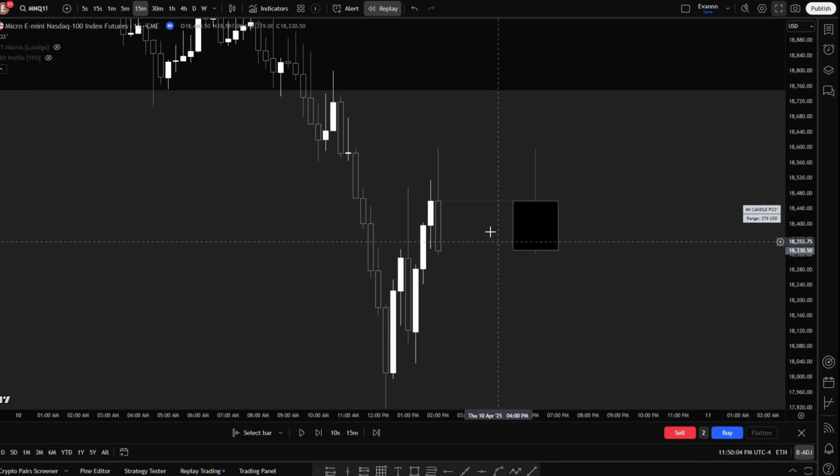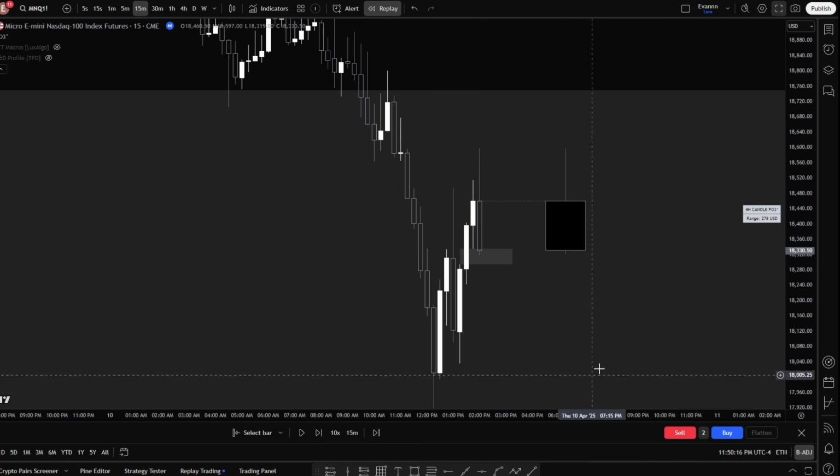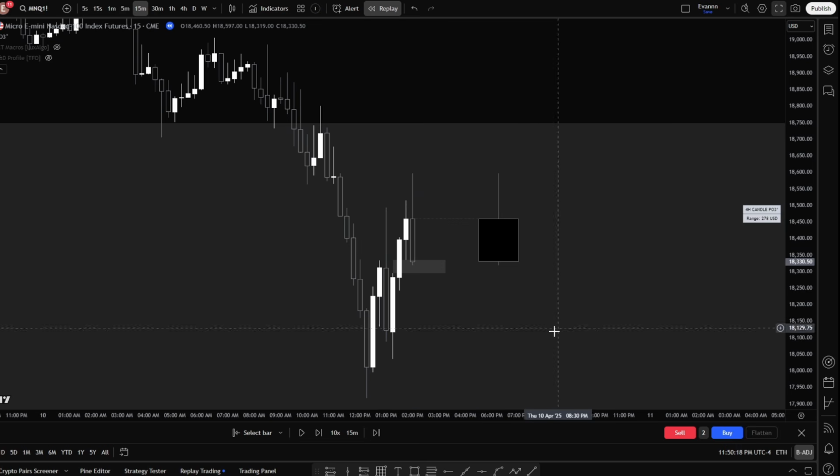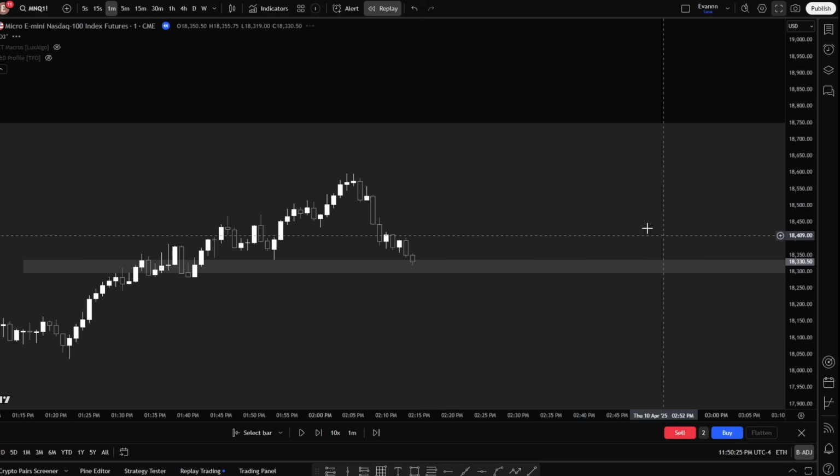We want to see a manipulation below the open, because if we're bullish, we're expecting an expansion move higher off this 4-hour candle. So we're trying to see an expansion move higher. So we want to see manipulation below the open. So right here we have this 15-minute fair value gap, which should be below the open.